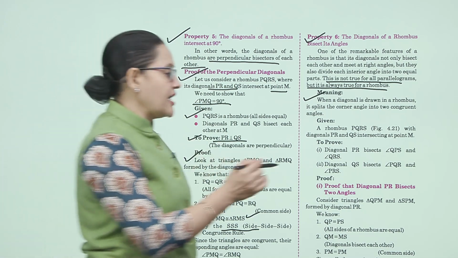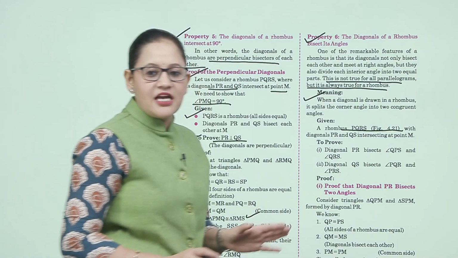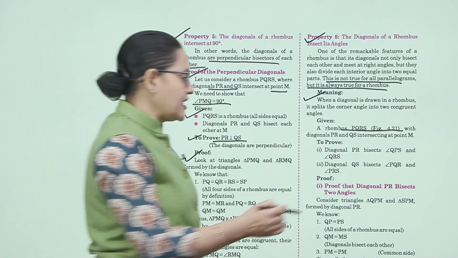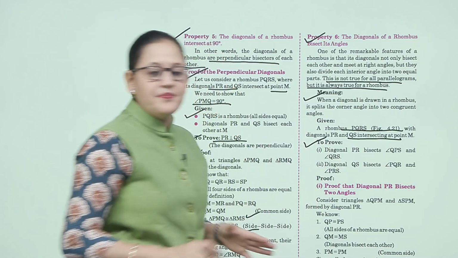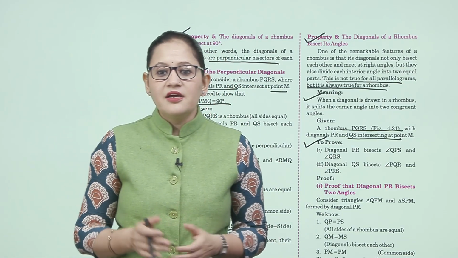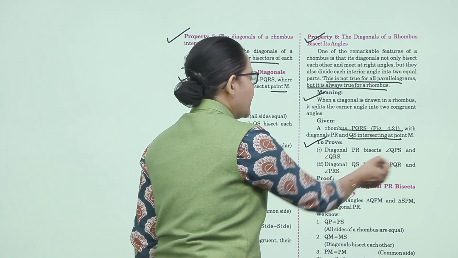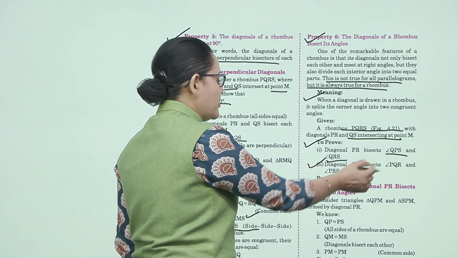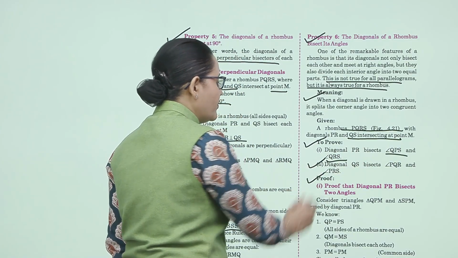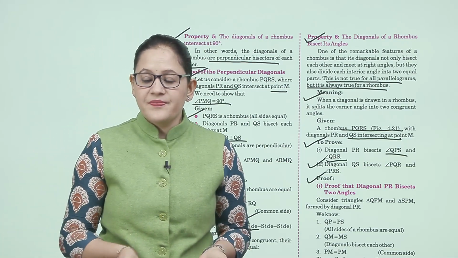So here given is a rhombus PQRS in the figure 4.21, and diagonals PR and QS intersecting at the point M. Now, we have to prove that diagonal PR bisects angles QPS and QRS, and diagonal QS bisects angles PQR and PSR. Proof that the diagonal PR bisects two angles.